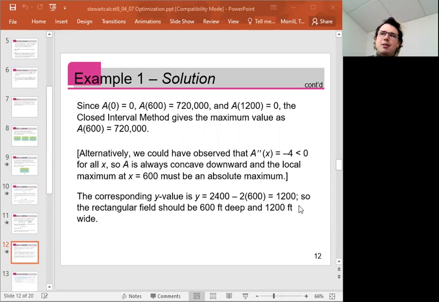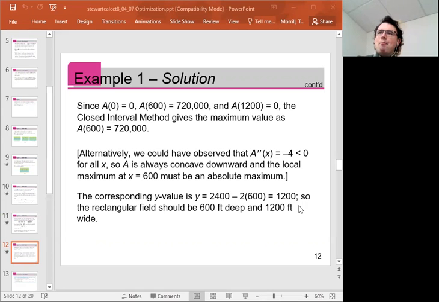A of 0 is 0. Okay, no, I don't want to fence in 0 amount of area. Next, A of 600 is 720,000. Oh, cool. Okay, that's a pretty big number. And in fact, it's bigger than any of the ones I saw in my diagrams where I was sort of playing around with this problem. Okay, that's good. And then A of 1,200 is, again, 0. We'll forget that one as well.